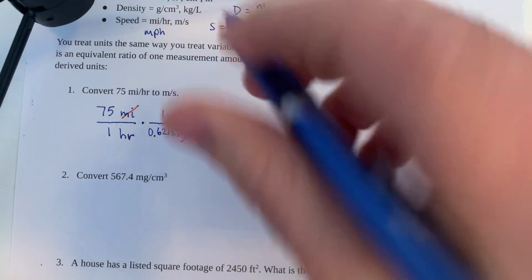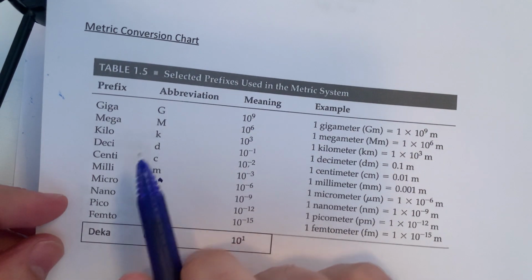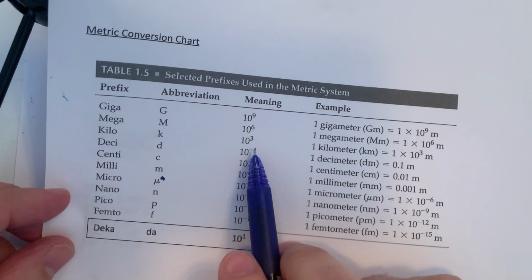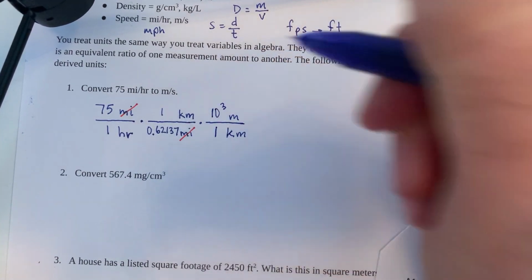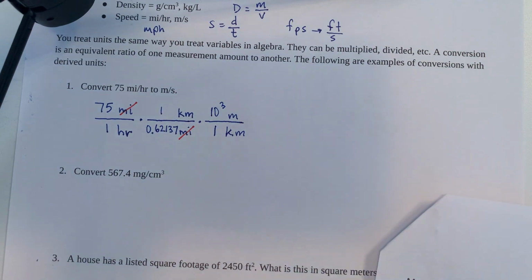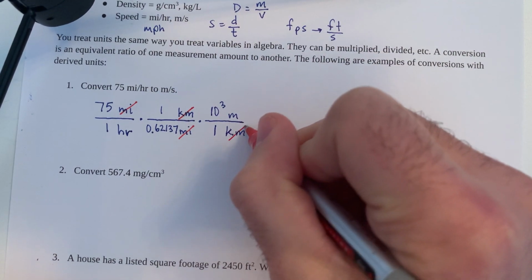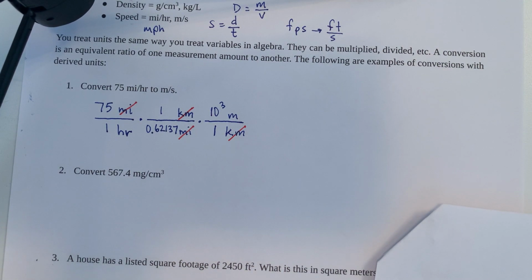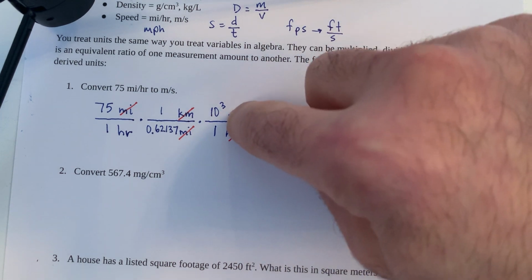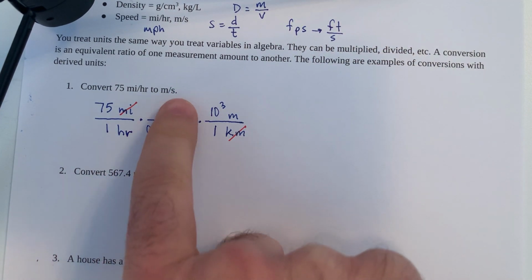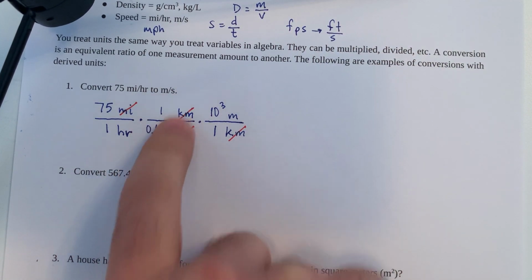Okay, and kilo, 10 to the third, that goes in front of the thing that's just the root with no prefix. Okay, I get here. My labels cancel, right? All right, now at this point, let's look and see what we have. What are my labels currently right now? It's meters over hours. I want meters over seconds.